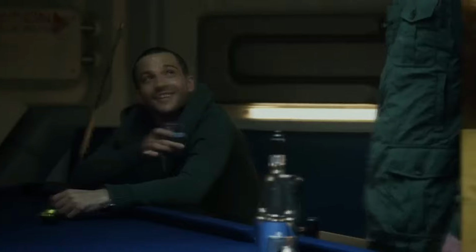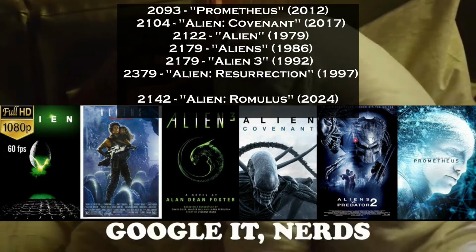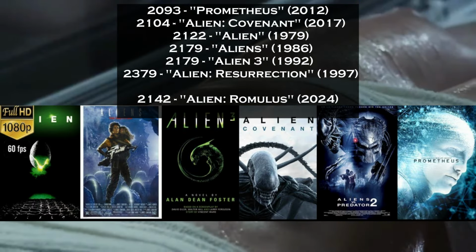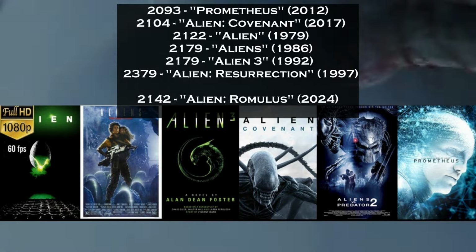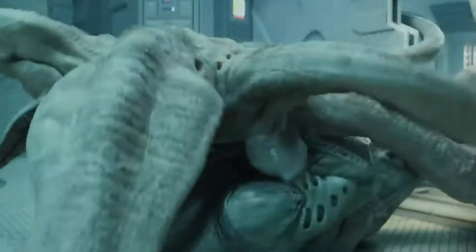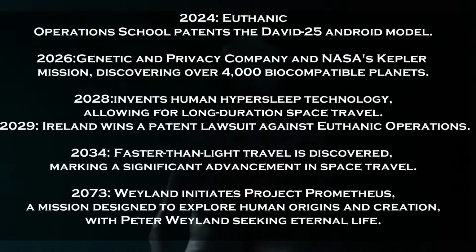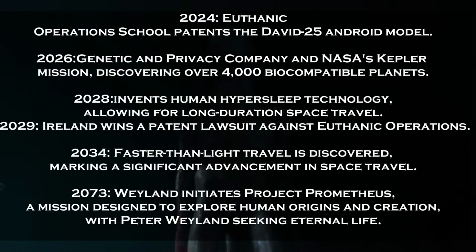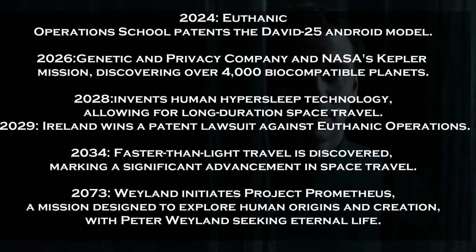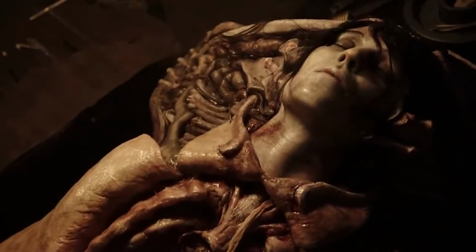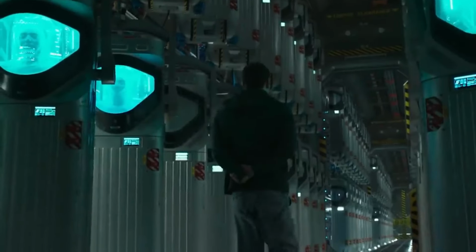Ireland wins a patent lawsuit against euthanic operations. Faster-than-light travel is discovered in 2034. In 2073, Weyland initiates Project Prometheus, a mission designed to explore human origins and creation, with Peter Weyland seeking eternal life. In the android models, David models, in 2079 a company video titled Happy Birthday David introduces the David 8 model. This model represents an advanced iteration of the android series, with David 8 being a more refined and capable model.